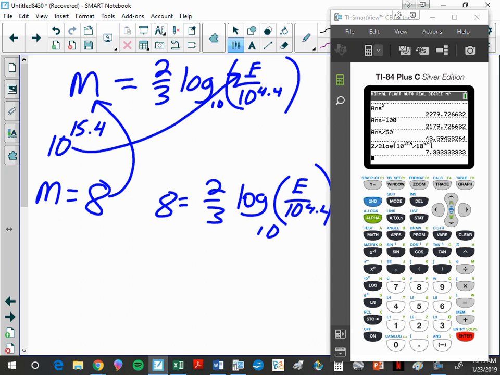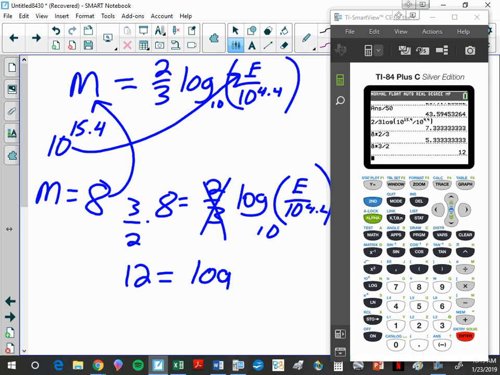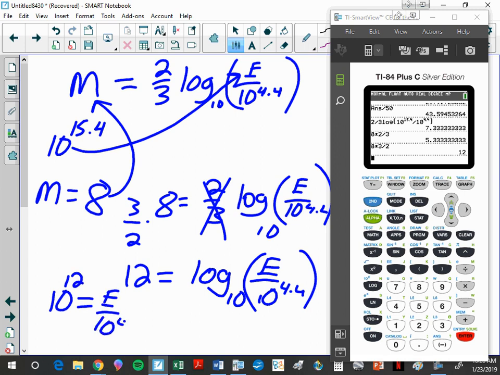So I need to move the 2/3. How do you move the 2/3 to the other side? Multiply by 3 over 2. So 8 times 3/2 is what I wanted. I get 12. So 12 equals log base 10 of E over 10 to the 4.4. Now what should I do? Convert to exponents. So 10 to the 12th equals E over 10 to the 4.4. I need to multiply by 10 to the 4.4.